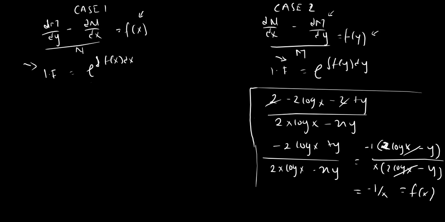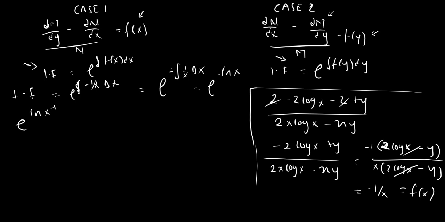So if it's equal to a function of x, you find your integrating factor using this formula that we are using now, e to the power of the integral of f of x, which is negative 1 over x, dx, right? So this is going to be equal to the exponent of the integral of negative 1 over x dx, which is equal to the exponent of negative ln x, which is equal to the exponent of ln x to the power of negative 1. This will cancel this. So we have x to the power of negative 1, which equals 1 over x. So the integrating factor now is 1 over x.